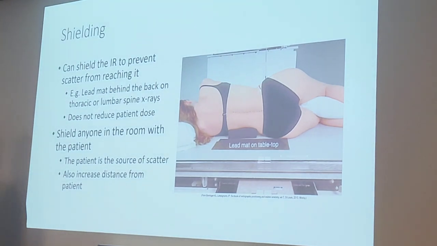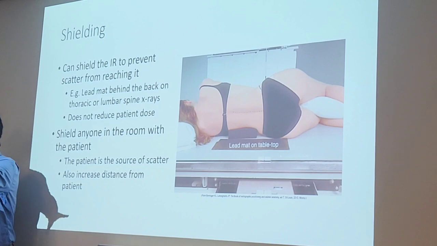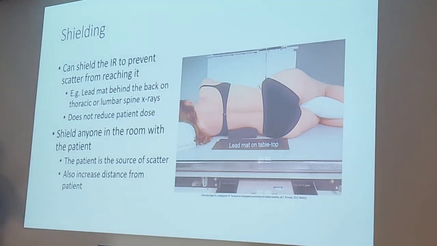If you're doing a fluoro exam, you've got the patient on the table. That patient is a giant source of scatter. What do you do? You stand behind the doctor. Let the doctor absorb the radiation. They can absorb the scatter, and then you'll be more safe. Or you just stand further back. Remember, time, distance, shielding.